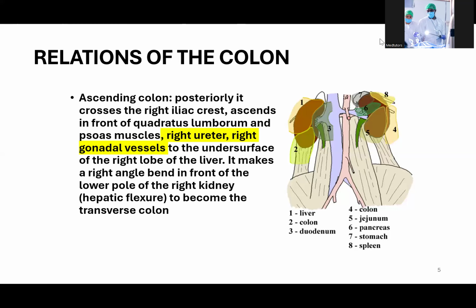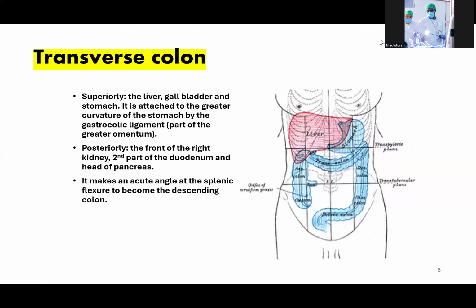To the undersurface of the right lobe of the liver, of course, where you have the hepatocolic ligament, when you are trying to mobilize that condensed peritoneum, the hepatocolic ligament, you have to cut it to mobilize that part off. It makes a right angle bend in front of the lower pole of the right kidney, the hepatic flexure, and becomes transverse colon. Now, these are the posterior relations of the transverse colon and the ascending colon.